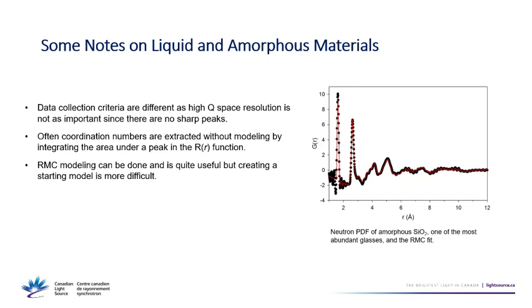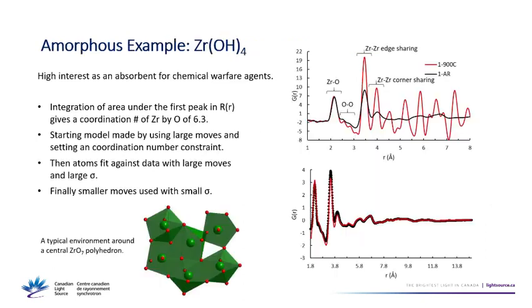The other thing you can do is simply extract the intensity of the first peak. You would convert to the R of R function, the radial distribution that Al talked about, and then you can just integrate the area of the first peak if it's just due to one type of atom-atom pair, and that will tell you the coordination number, and that's quite quick to do. And this is just an example of something I did with that.